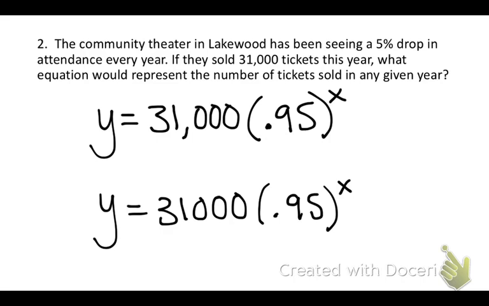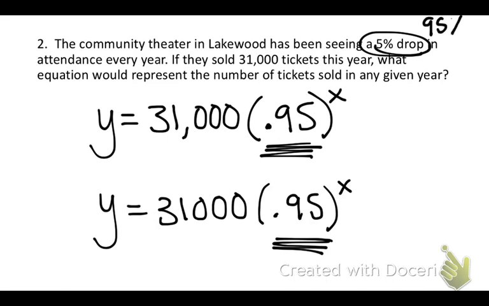The equation for number 2 is y equals 31,000 times 0.95 to the x power. Doesn't matter if you have the comma in your 31,000, but it does matter that you have 0.95 instead of 0.05 or 0.5. That would be even a worse mistake. 0.95. If we see a 5% drop, that means that 95% of the attendance is still good. So we're going to use a decimal, and it's going to be 0.95 so we can find out how many people are still going after every year.